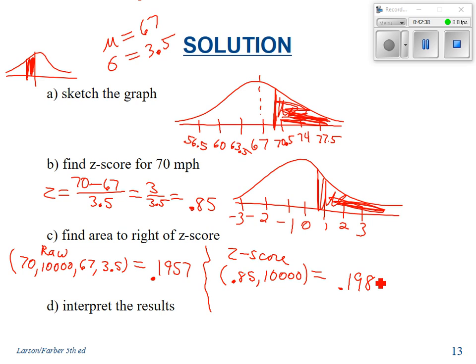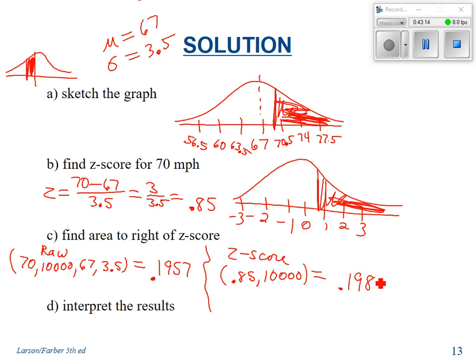Now let's interpret this. If you can remember all the way back to what we started with, we were finding the probability of picking a car that was going faster than what? 70. So about what percentage of the time will we pick a car that's going faster than 70? About 19%. In between 19 and 20% of the time, if we just pick a car at random, say that car right there, it's going to be going faster than 70 miles per hour.